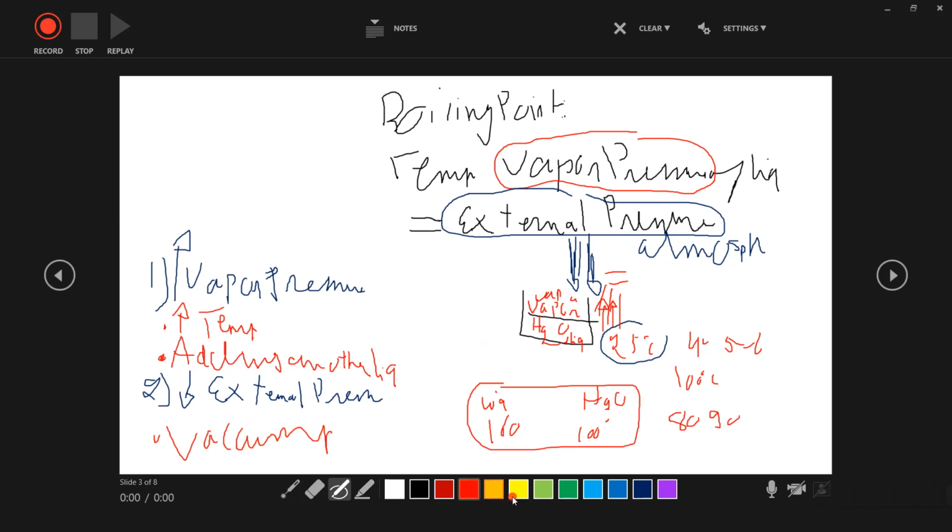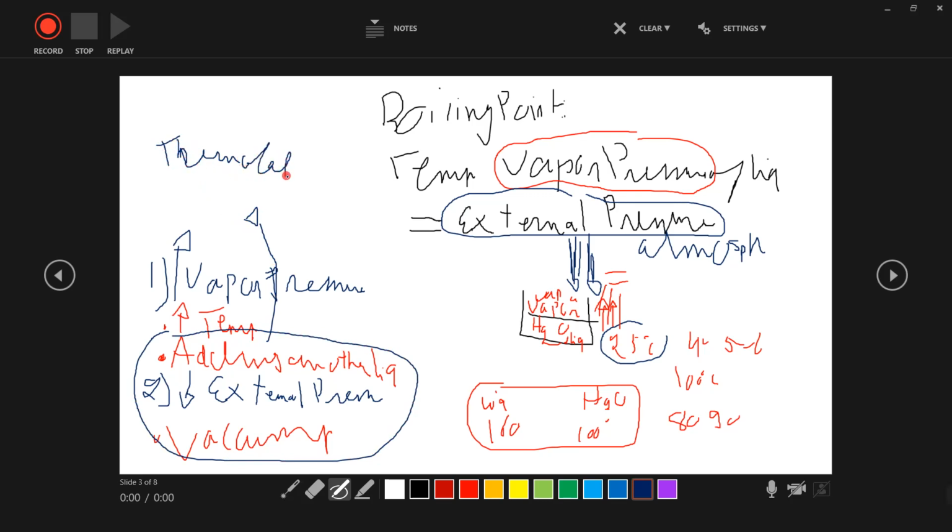So those two methods, adding another liquid or using vacuum, are used for what? For thermolabile material, in order to vaporize it or reach its boiling point without raising the temperature so much, to prevent destruction of the material by the temperature. So raising the temperature is used for thermostable material, but adding another liquid or vacuum is used for thermolabile or thermosensitive material. This is very important because we will use this concept in the next types of distillation.